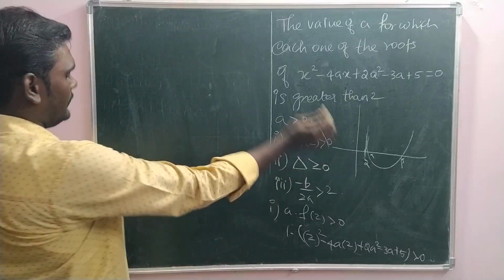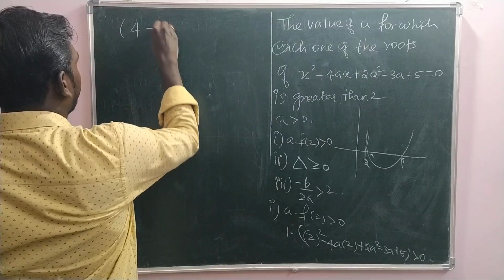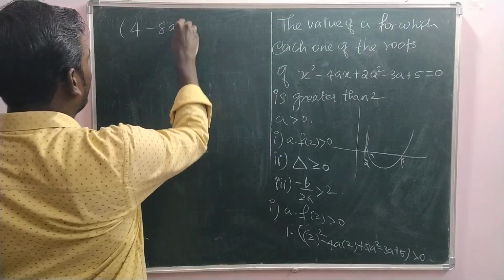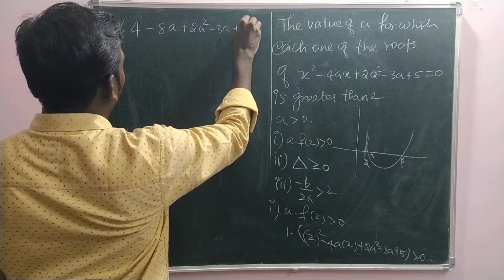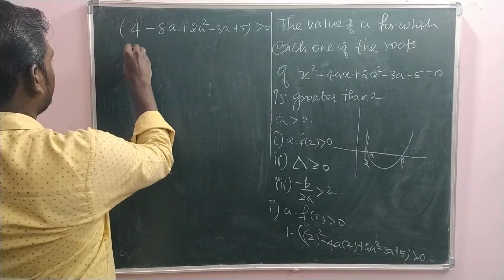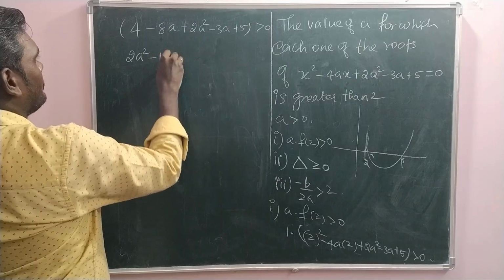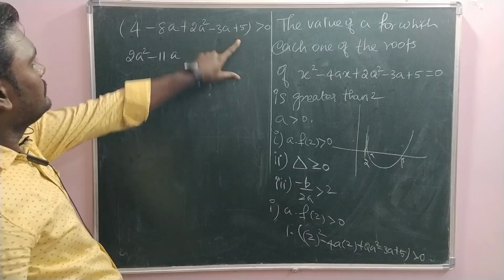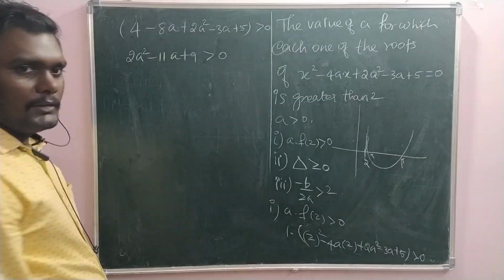Okay, and this is 4 minus 8a, okay, 8a plus 2a square minus 3a plus 5, which is greater than 0. Add the like terms. 2a square minus 3a minus 8a minus 11a, 4 and 5, 9, is it? Which is greater than 0.